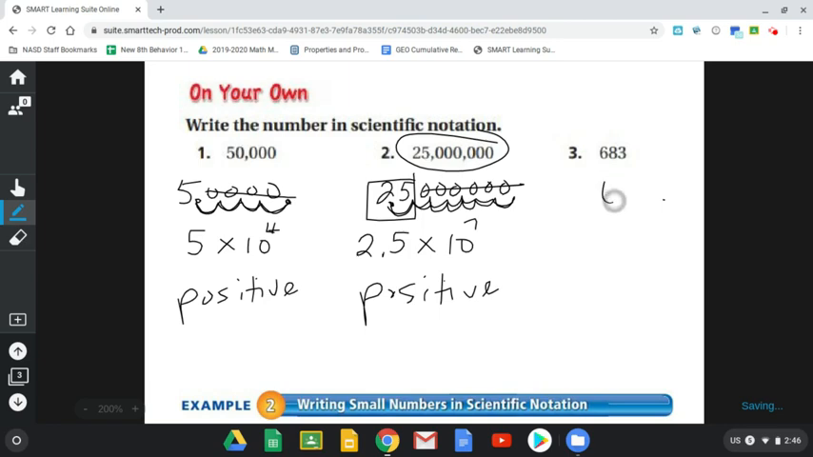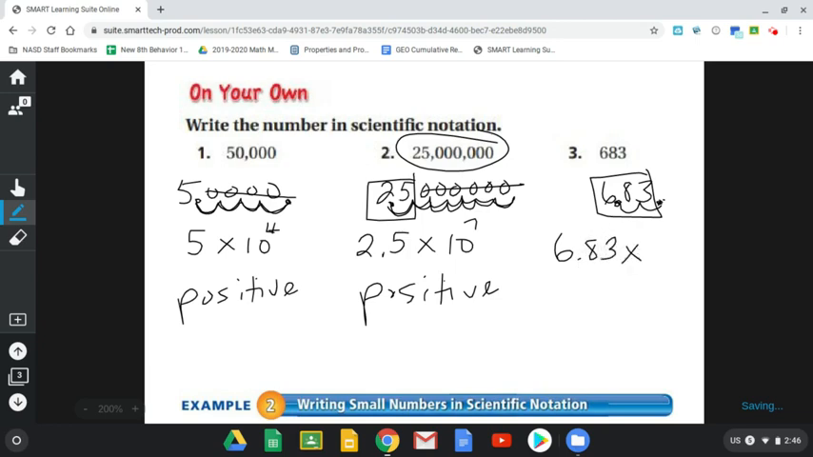In number 3, we start with 683. There are no zeros in this problem, so we don't need to worry about them. Our decimal point would be to the right, and we're going to move it 2 places to the left because there's only one number to the left of the decimal point now. That's not 0, the 6. And then we're going to rewrite that number as 6.83.